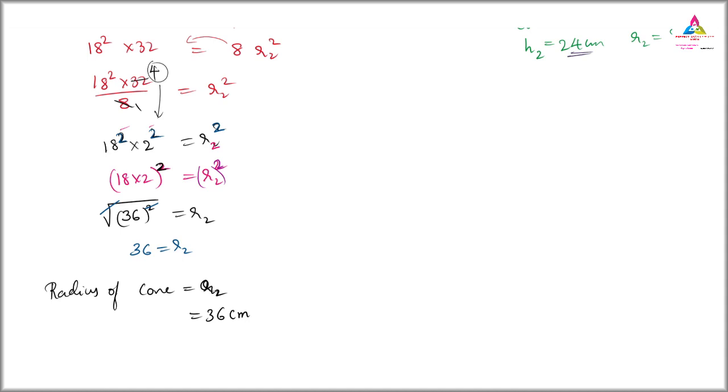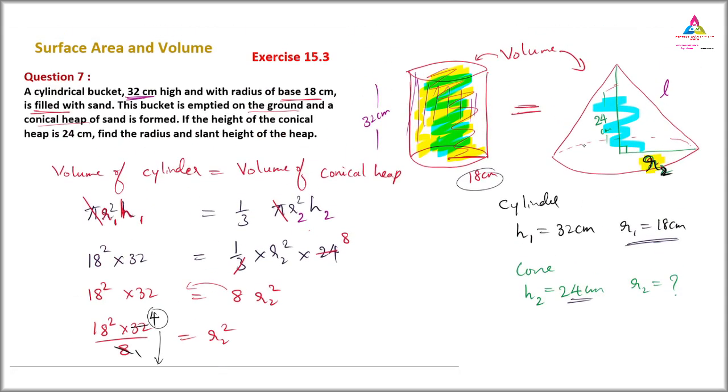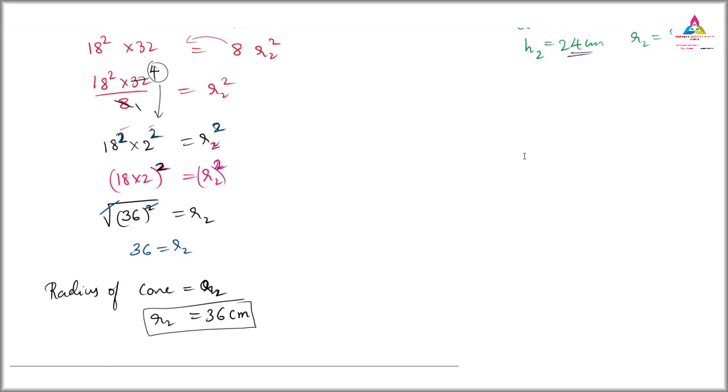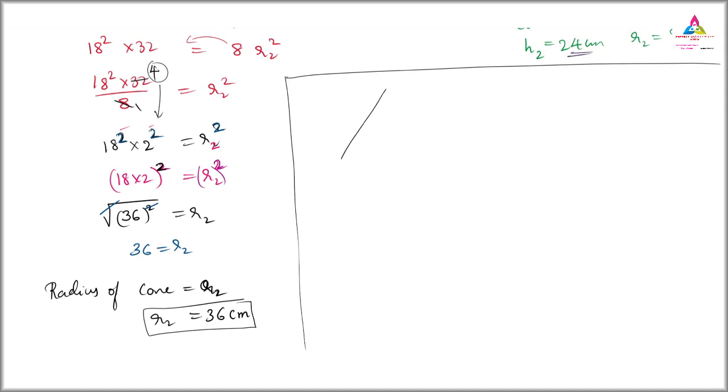So this is our answer, the radius of the cone. But very importantly, they have not asked only this much, they have also asked for the slant height. Slant height means, r2 we found. I will draw that once again below. Okay, there is a conical shape of the heap, and in this we have found the height.